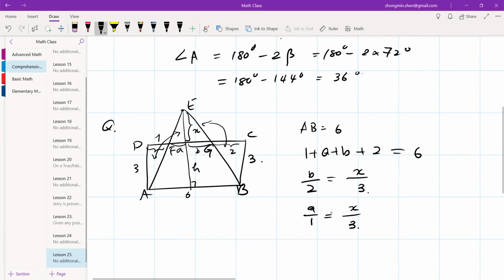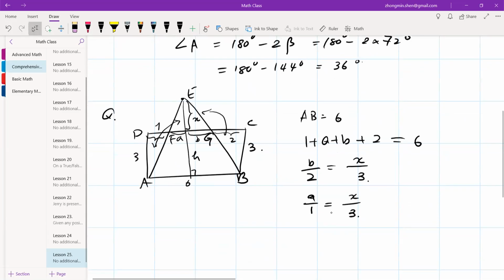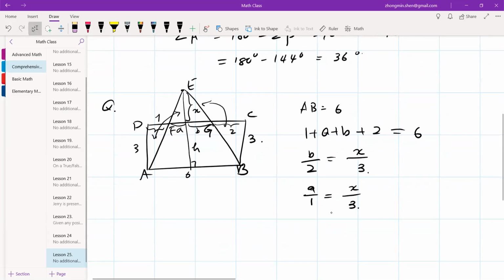Okay? So once you write all the possible identities, then you will see how many equations you're going to get. You're going to get 3 equations and 3 unknowns, so you can completely determine A, B, and X. This is a pretty standard way to do it: label all the unknowns, X, A, B, and then you find the similar triangles.